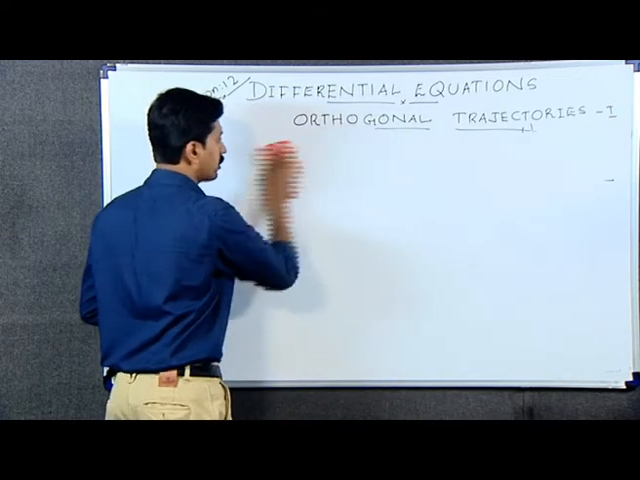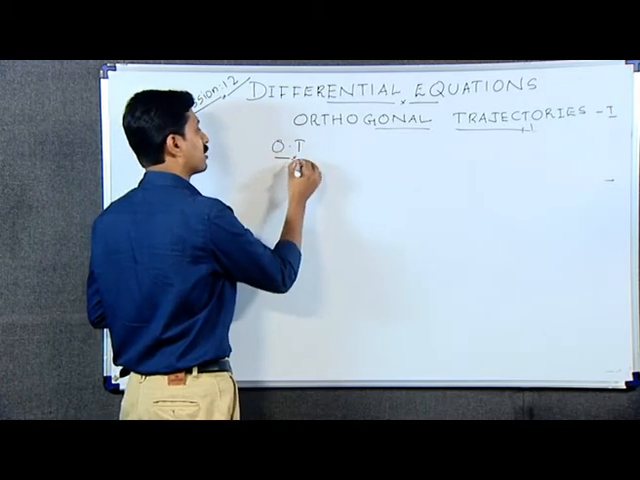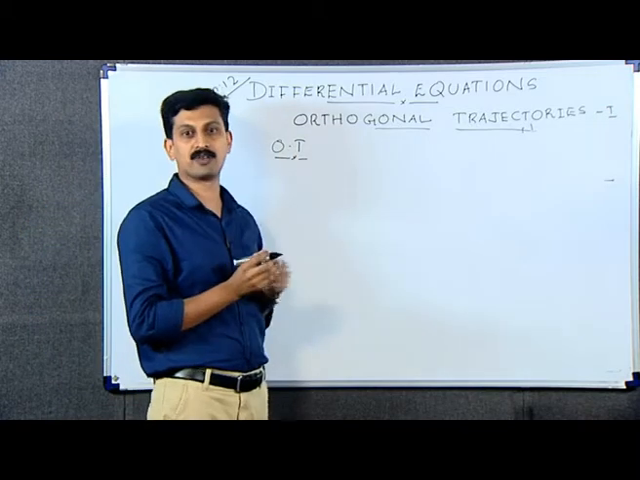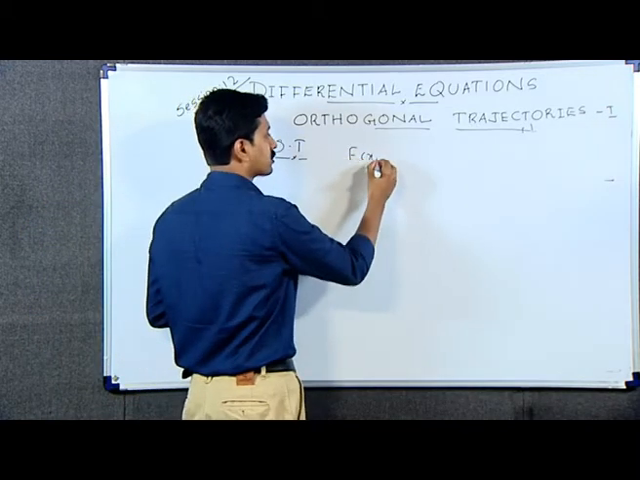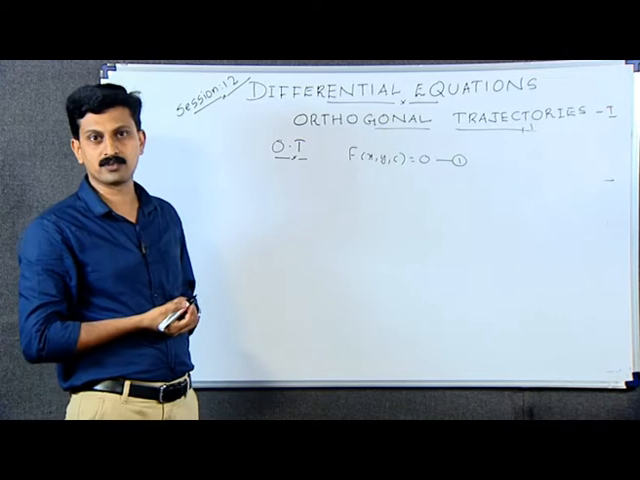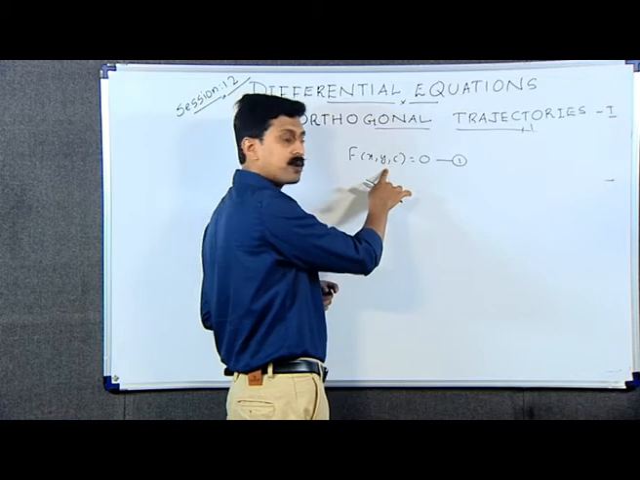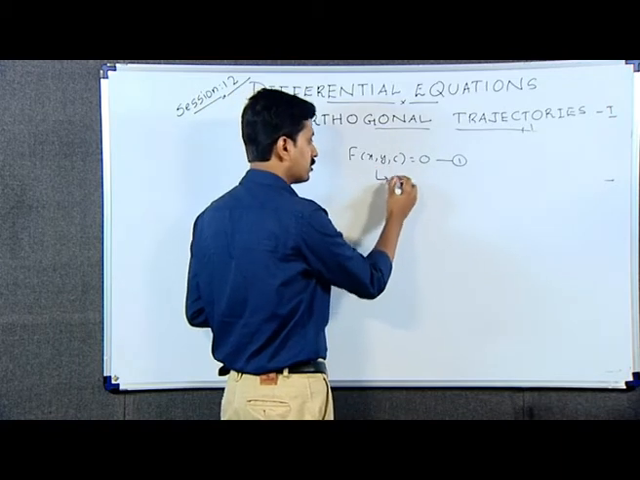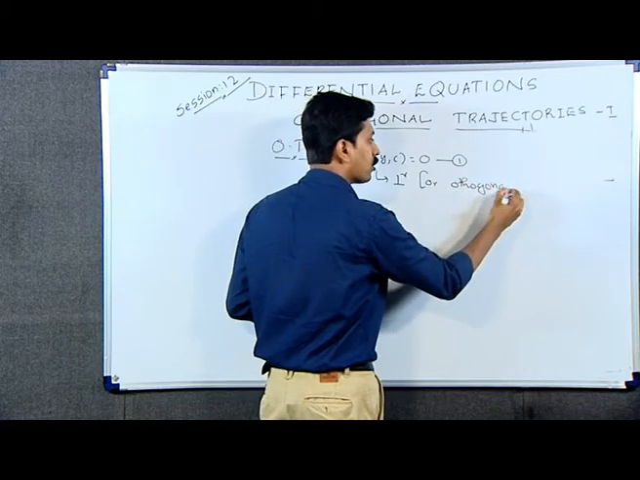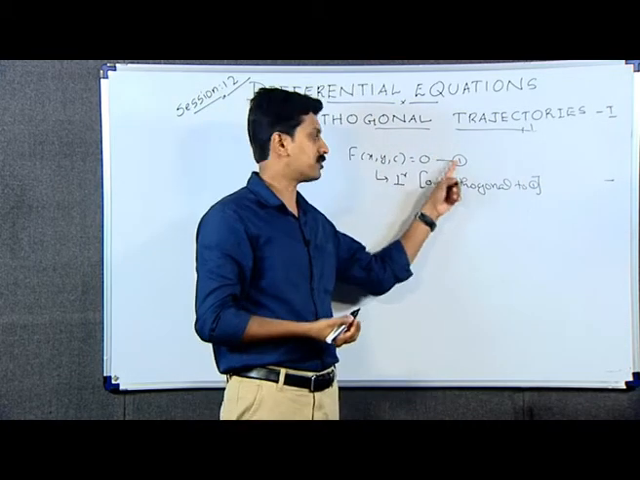Before going to orthogonal trajectories, I would like to define what an orthogonal trajectory (OT) is. Orthogonal trajectories are families of curves. We already discussed the family of curves, the set of all equations of the form f(x, y, c) = 0. I am taking this as a family of curves. For this family of curves there may exist an orthogonal trajectory, that is, one perpendicular to all the members of the family of curves of 1.